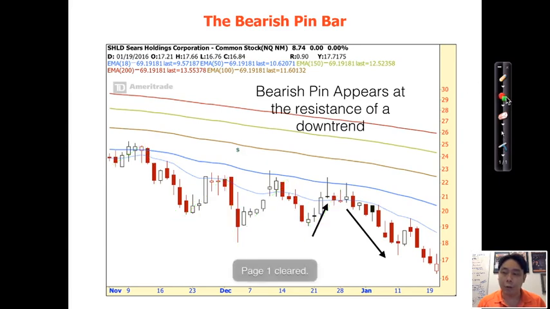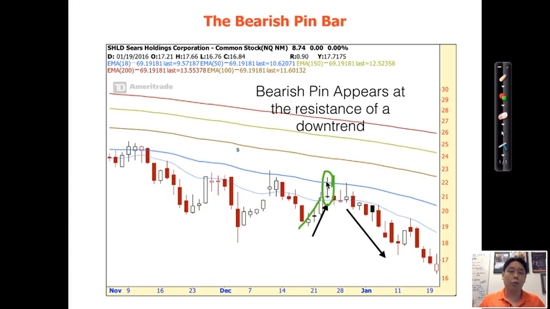Now over here, what do you notice? As it retraces up, you see a bearish pin bar, okay? The bearish pin bar appears after a series of bullish candles. That's exactly what we're looking for. And it is finding a resistance at the 50 moving average, okay?